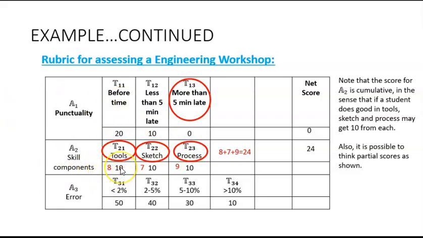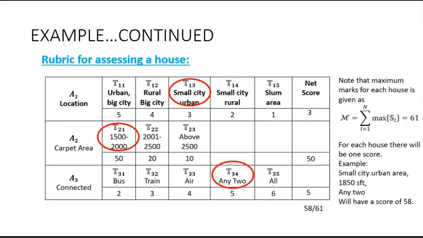It is not either 10 or 0. It is a score that is within the range, less than 10. Here also it is less than 10. Here also it is less than 10. You may have 10 here, 20 here, 30 here, and scores you may give 17 and 29, something like that. So you know what it is. 8 plus 7 plus 9, 24 is the cumulative score for attribute A2.